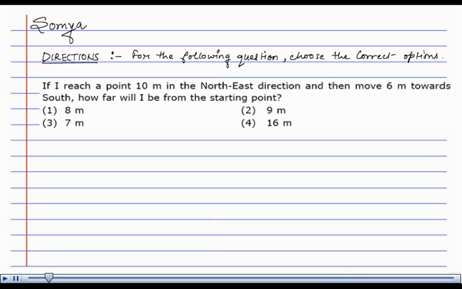And the question is, if I reach a point 10 meters in a northeast direction, then move 6 meters towards south, how far will I be from the starting point?